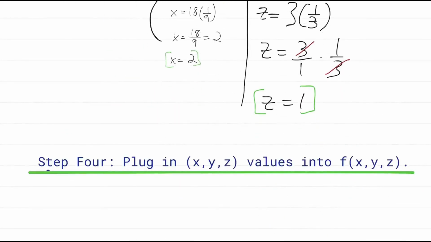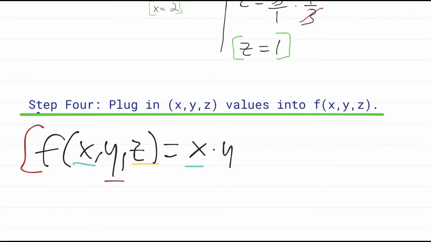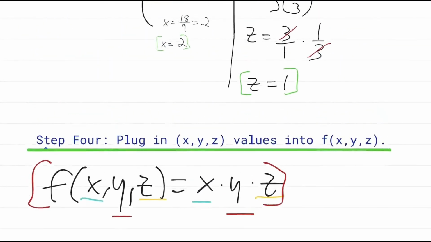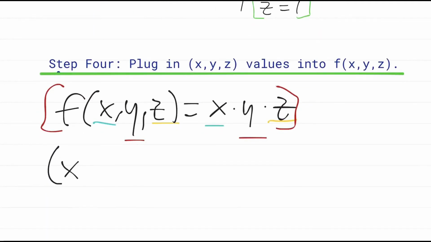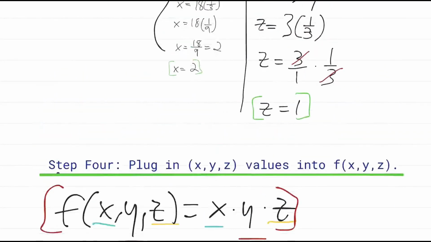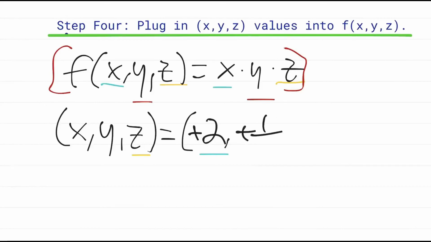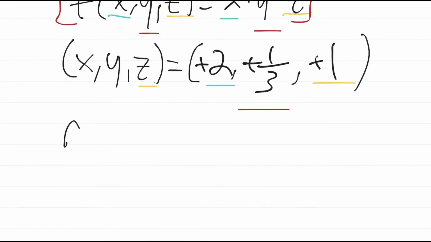In doing so, when we plug in the points, which I'm going to color code x in teal, y in red, and z in yellow, we know our points. We know this is the formula that we're going to use. Now we're simply going to plug in the points that we were able to come up with. What was our x? Our x was positive 2. Our y was positive 1/3. And our z was equal to 1.